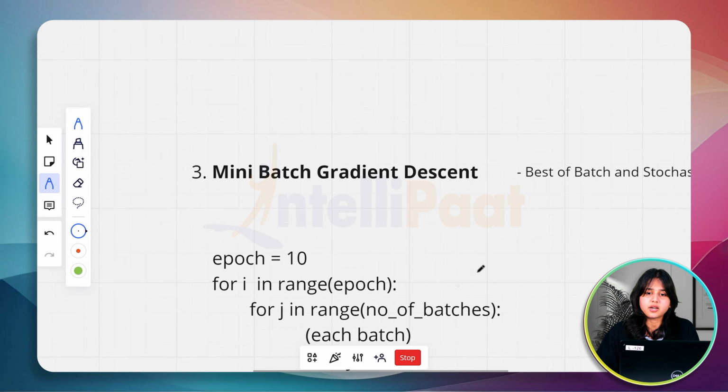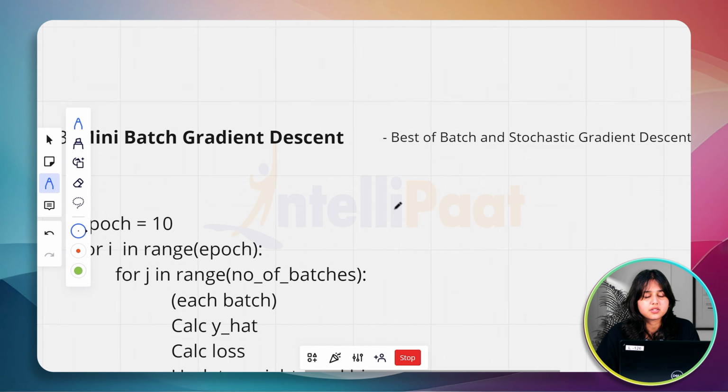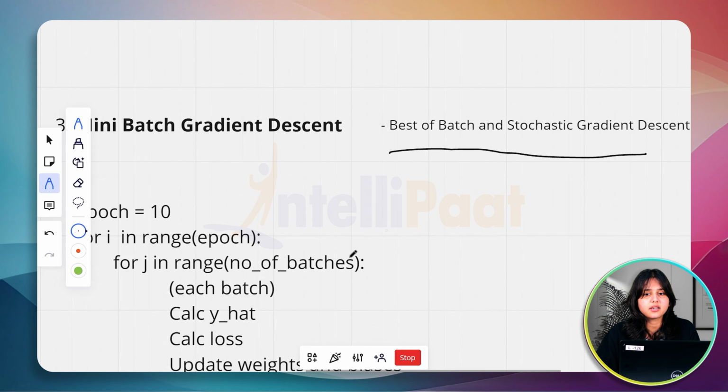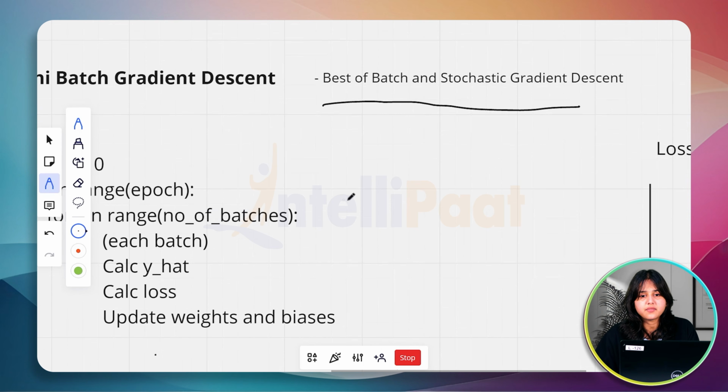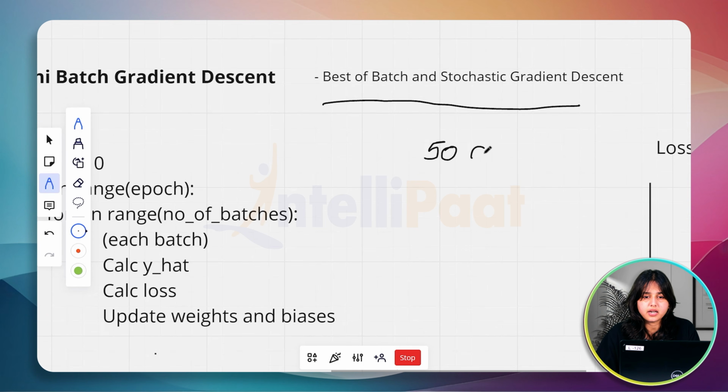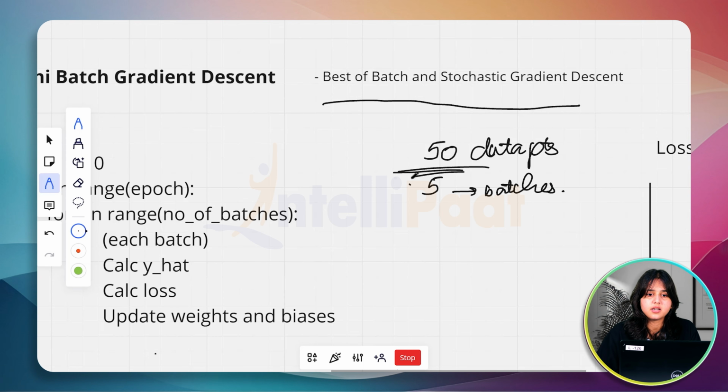So this is where mini batch gradient descent comes in the picture, right? This is basically best of batch gradient descent and stochastic gradient descent. So what we're doing here is we have a data set of 50 data points, right? This is our total data set size. We're going to divide it into, say, 5 batches, so each batch is going to have 10 data points, right? Each batch. So our number of batches over here is going to be 5.